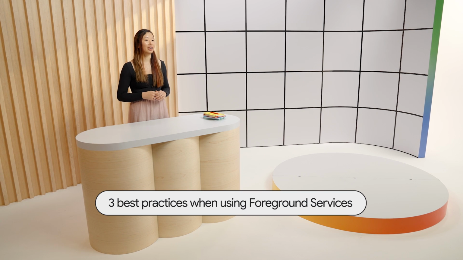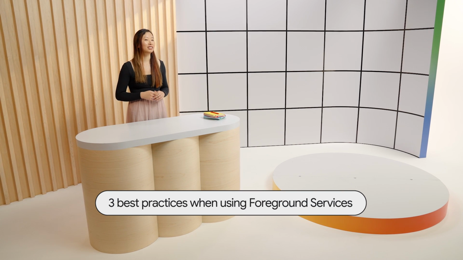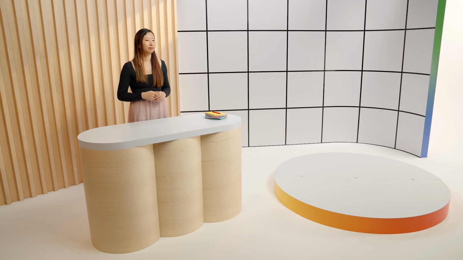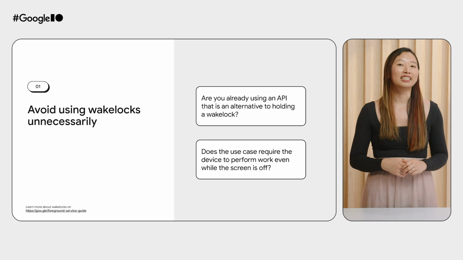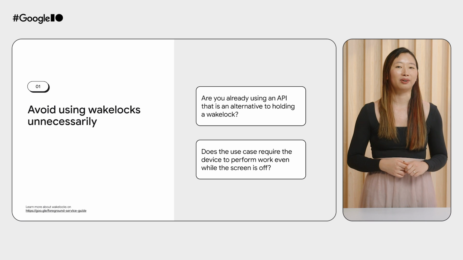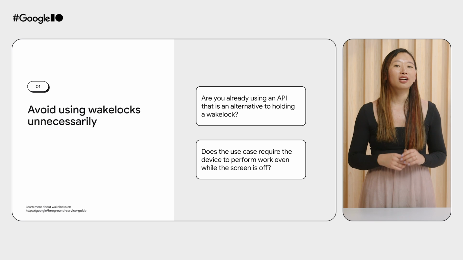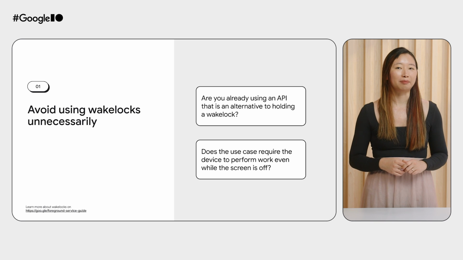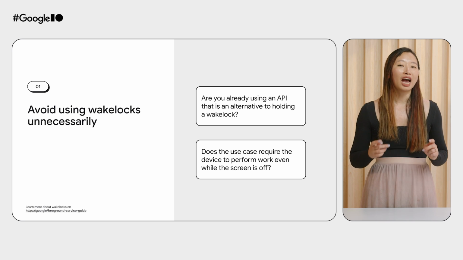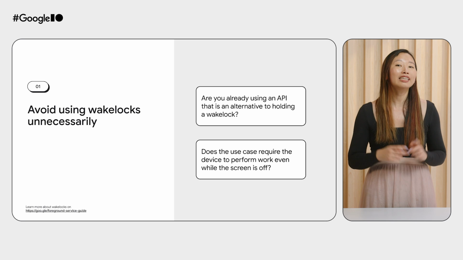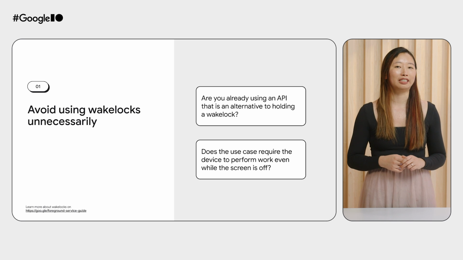Here are three best practices when using Foreground Services that improve battery efficiency. Avoid using wake locks unnecessarily, especially from a Foreground Service. Wake locks are a way to prevent the CPU from sleeping when the screen is off. However, they can be tricky to manage and can waste battery when managed inefficiently.